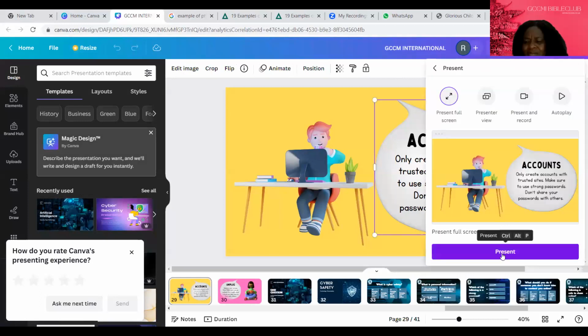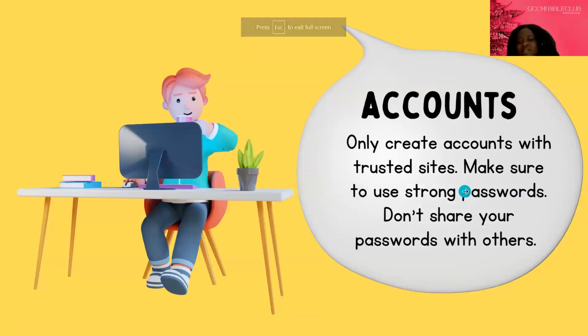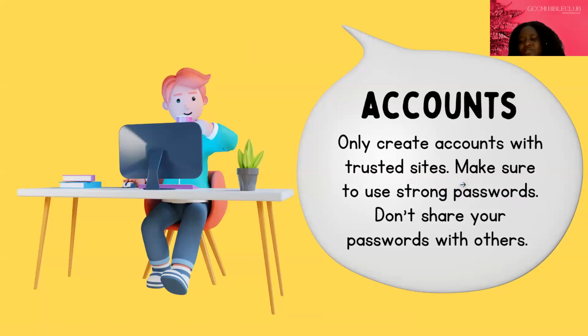So basically, we need to tell our children to always use trusted sites. We show them so that they are aware. Make sure they use strong passwords. Like I said, don't use your date of birth, don't use your children's names. For example, if you are using "account" as your password, and you put ACC and then an at sign or exclamation mark, it's going to be difficult for people to guess.